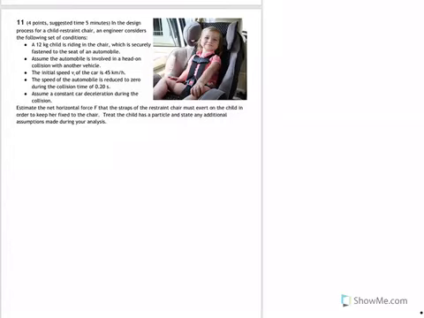Okay, number 11. In the design process for a child restraint chair, an engineer considers the following set of conditions. A 12-kilogram child is riding in the chair, which is securely fastened to the seat of an automobile. Assume the automobile is involved in a head-on collision with another vehicle. The initial speed, V initial, of the car is 45 kilometers per hour.